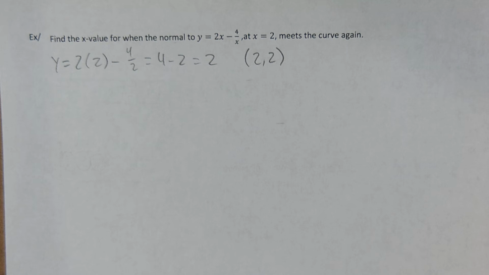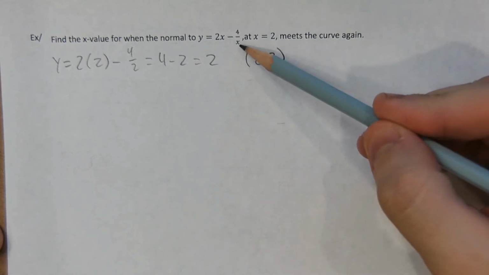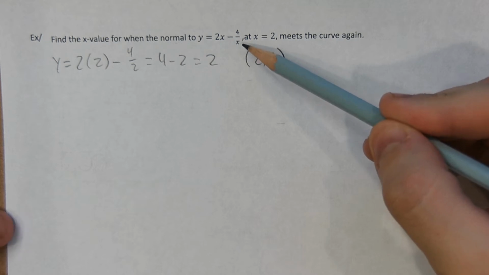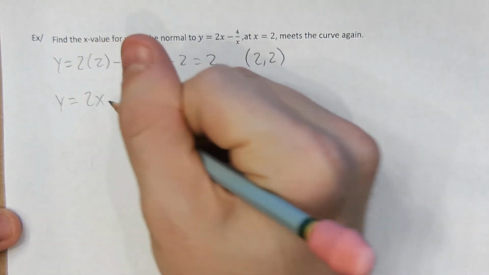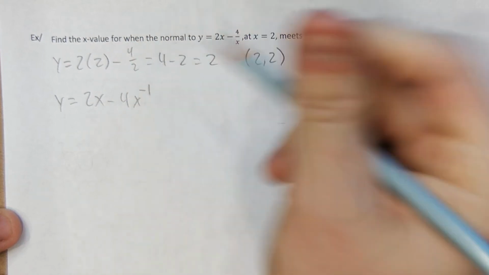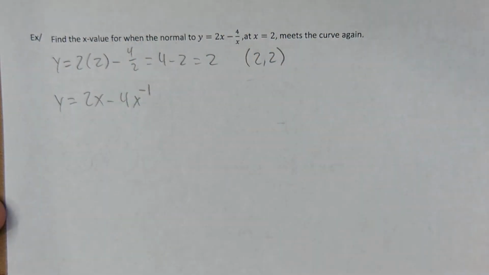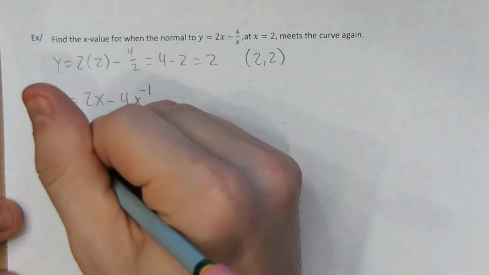Now to find our slope, I'm going to need my derivative, my gradient function. It'll be easier to find if I write this in exponential form. If I write it with the negative exponents, that way I can just use my power rule. So let's rewrite y and say that it's 2x minus 4 times x to the negative 1. Bring it to the top, make the exponent negative. Now finding its derivative is very simple.